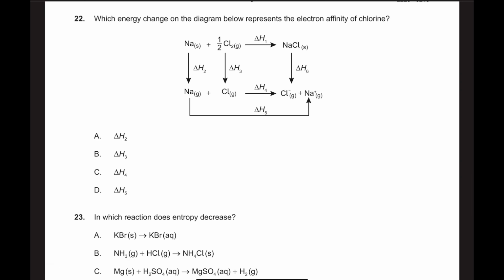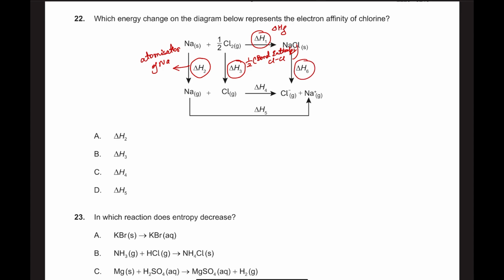So we are given the Born-Haber cycle. We have to identify which one is the electron affinity of chlorine. Let's try to identify all of them. The first, delta H1: sodium plus chlorine in their standard states forms 1 mole of NaCl. So this is the enthalpy of formation for NaCl, right? This is the enthalpy of atomization for sodium. This is half the bond enthalpy of Cl2, half of the Cl-Cl bond enthalpy, right?